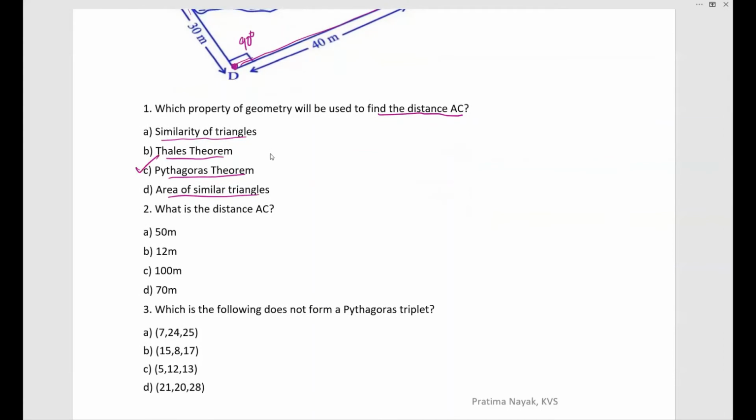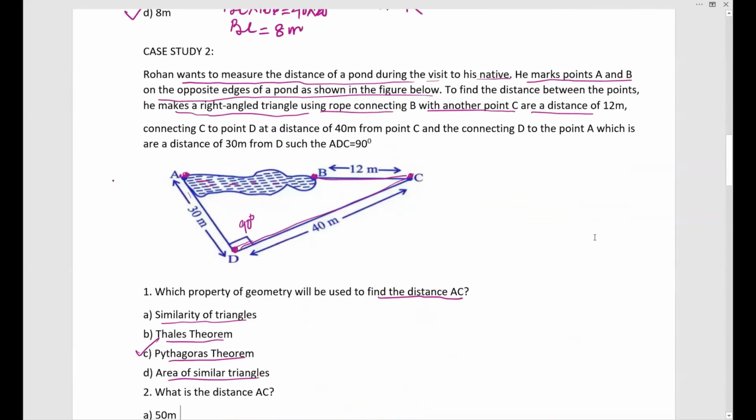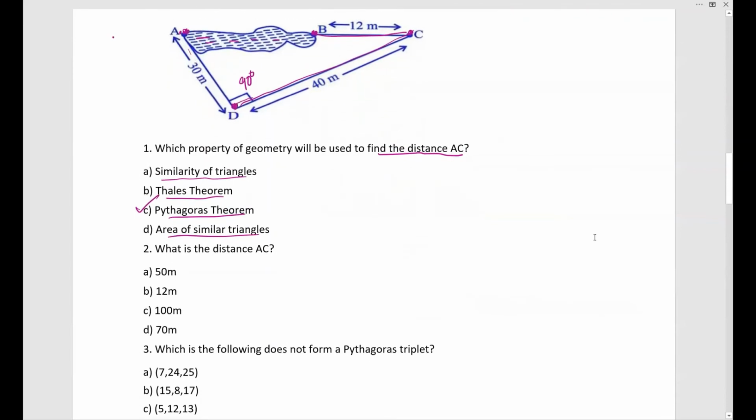The next question is, what is the distance of AC? AC is the hypotenuse because this angle is 90 degrees. AD is equal to 30 and CD is equal to 40. Then AC square is equal to AD square plus CD square, because the square of the hypotenuse is equal to the sum of the squares of the other two sides in a right triangle.